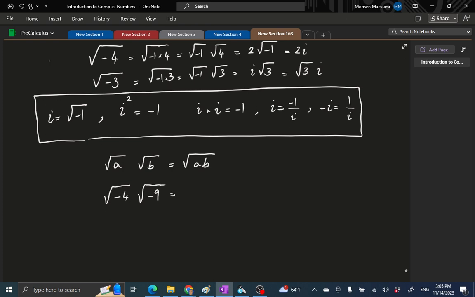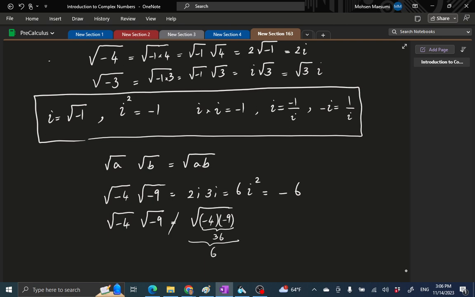We learned the first one is 2i, and the second one is 3i. So it becomes 6i squared, and that is minus 6, because i squared is minus 1. So square root of minus 4 times the square root of minus 9 is not the square root of the product of these two. Why? Because that would be square root of 36, which is 6. But we showed that it becomes minus 6.